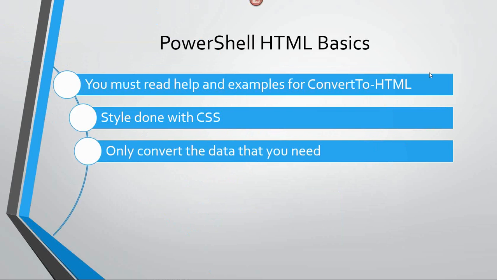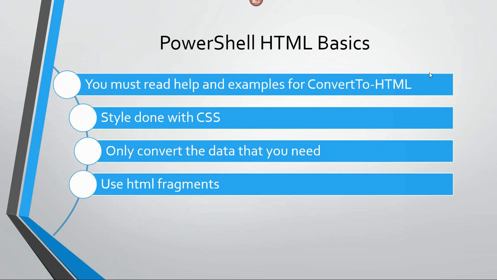Very important, when we are taking data and we want to create these HTML reports, make sure you only convert the data that you need. When you run a command like Get-Service and pipe that to ConvertTo-HTML, by default it's going to use all of the properties. You very rarely need all of the properties. You're going to get a lot of other information that's not going to convert very well, especially if what you're converting is a nested object. It's the same when we pipe something to ConvertTo-CSV. You want to keep your data flat and only convert the data that you need.